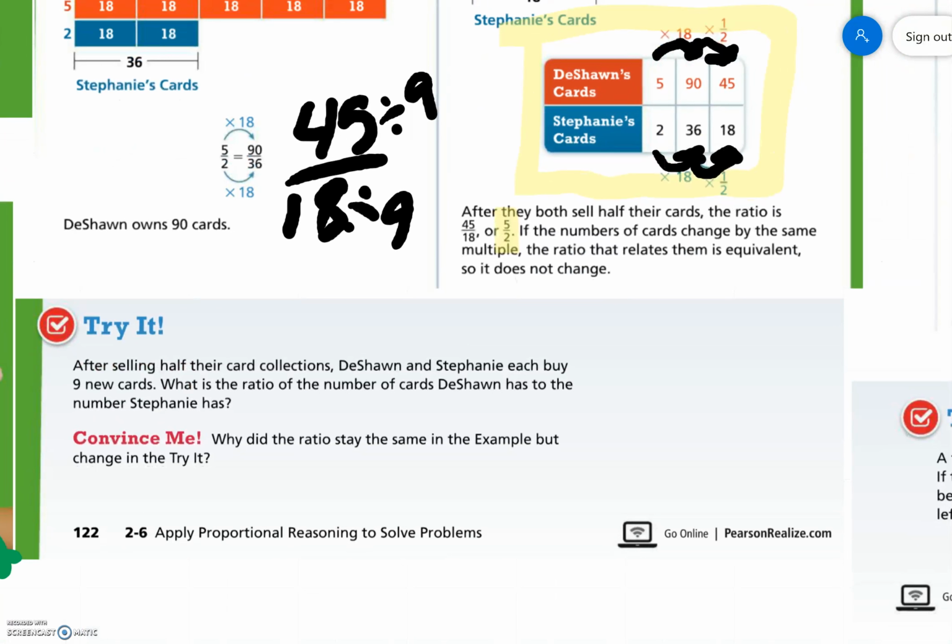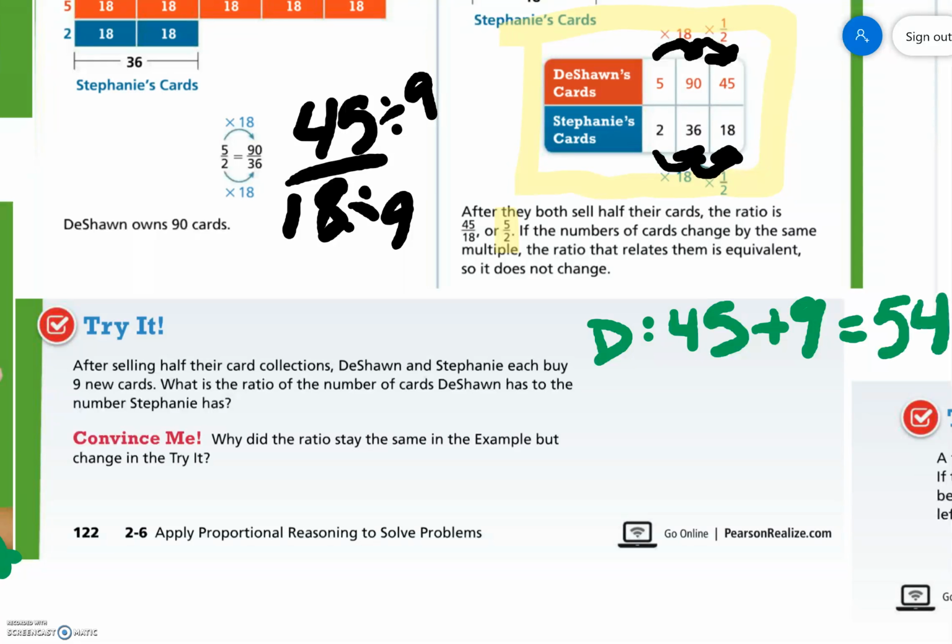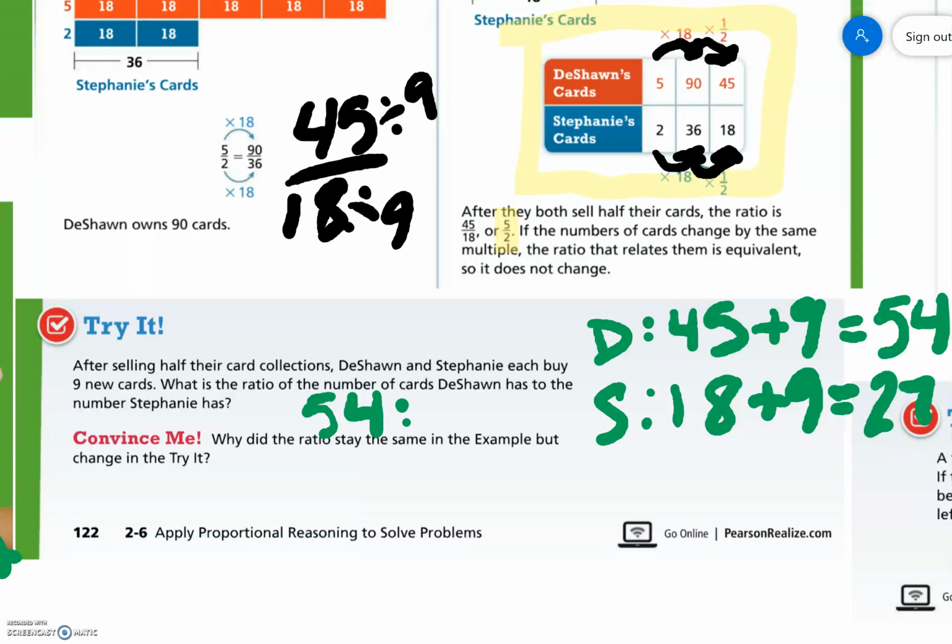After selling half their card collections, Deshawn and Stephanie each buy 9 new cards. What is the ratio of the number of cards Deshawn has to the number of cards Stephanie has? So Deshawn has 45, and then he buys 9 new ones. So 45 plus 9 gives me 54. Stephanie has 18, and she buys 9 cards. Well, 18 plus 9 is 27. So now the ratio is 54 to 27.